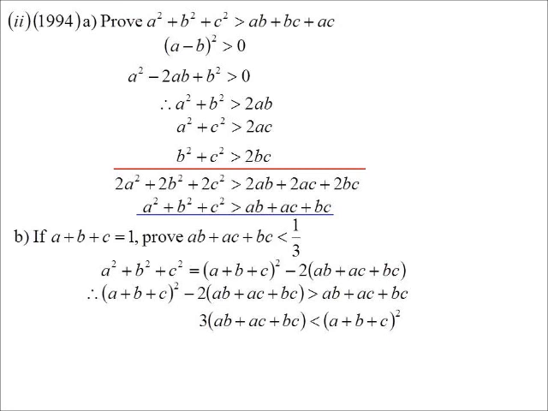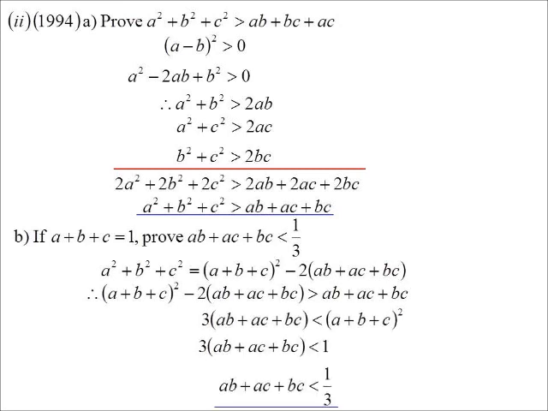I get 3 times ab plus ac plus bc is less than a plus b plus c all squared. But we've got the condition a plus b plus c is equal to 1. So I can sub the 1 in, divide by 3, I've got my result.